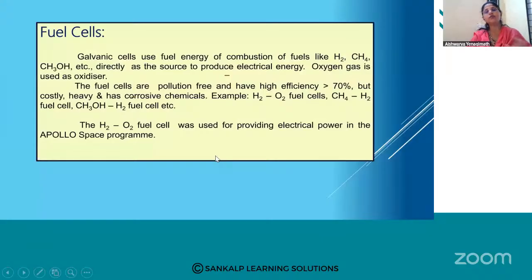Okay, then you have something called fuel cells. What are fuel cells? Galvanic cells that use the energy of combustion of fuels. Hydrogen gas may be combusting, methane may be combusting, alcohol may be combusting. We know oxidation is called combustion, a burning process in the presence of oxygen. So the fuel energy produced there is taken and used as electrical energy in galvanic cells. So galvanic cells use the energy of combustion of fuels like H2 hydrogen, CH4 methane, CH3OH directly as a source to produce electrical energy.